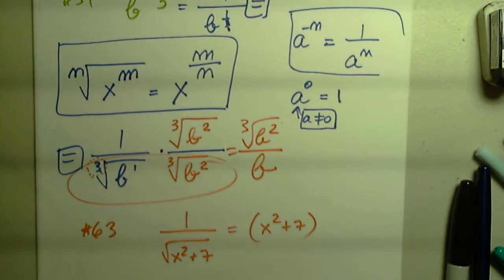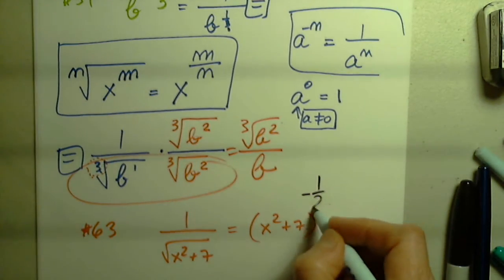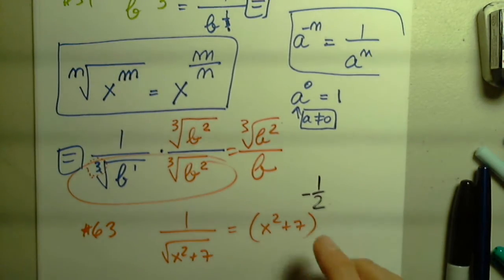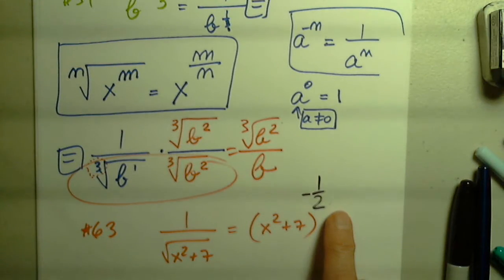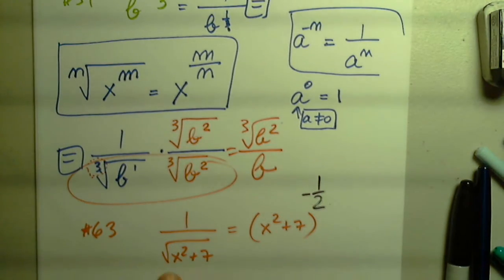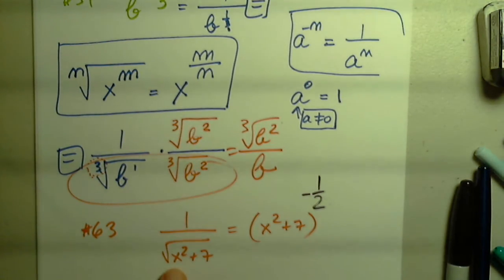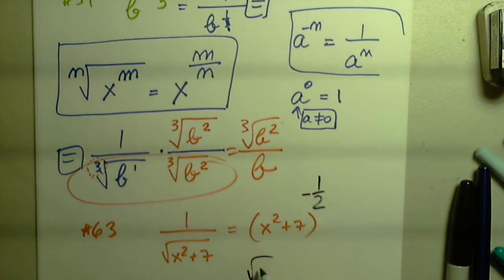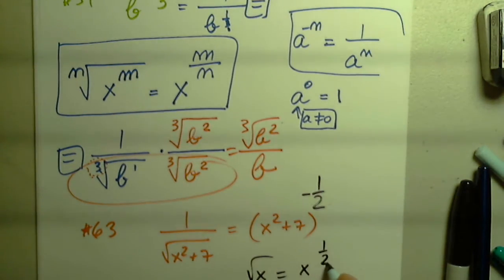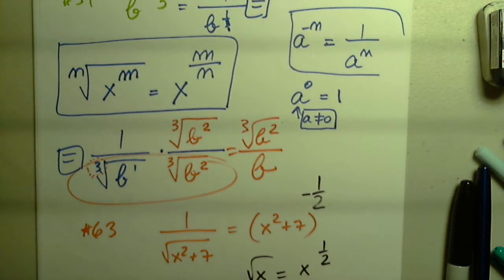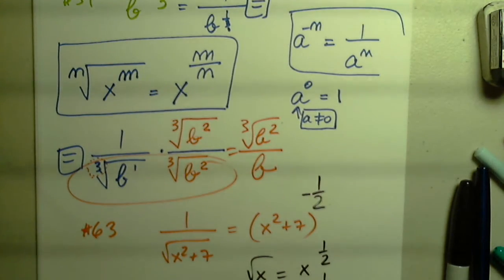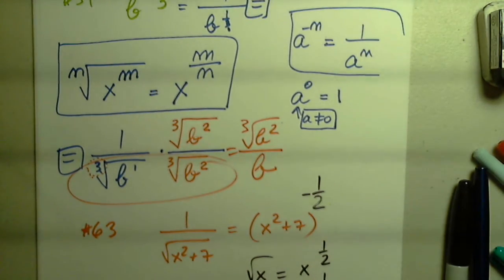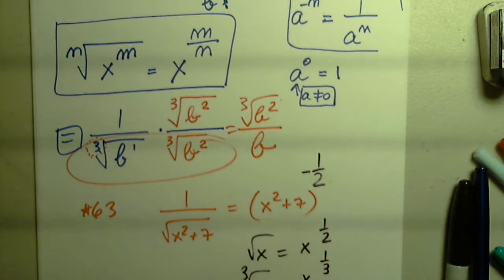Would it be a -1/2? Brilliant. Of course. So first of all, I bring it to the denominator as 1 over x squared plus 7 to the 1/2. And the power of 1/2, or the square root, is the same thing. So the square root of x is the same as x to 1/2. The cube root of x is the same as x to 1/3. Thank you so much. So please remember this, please.